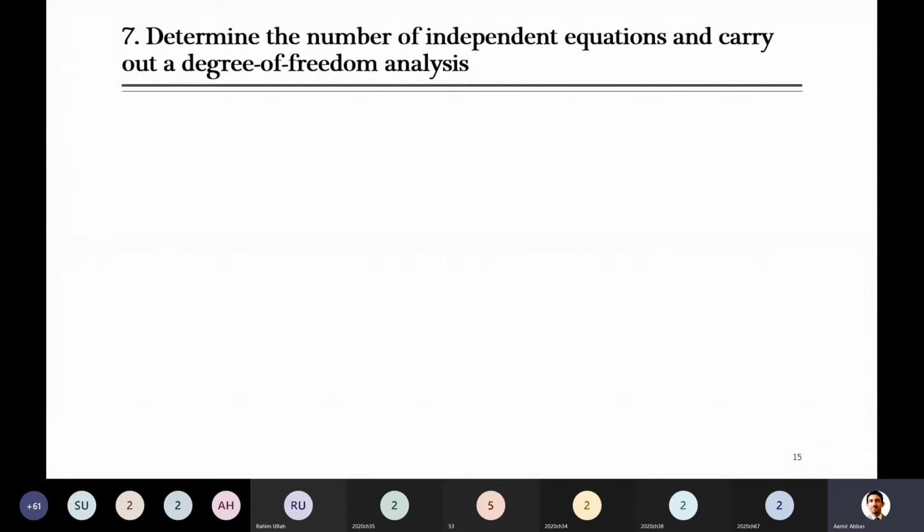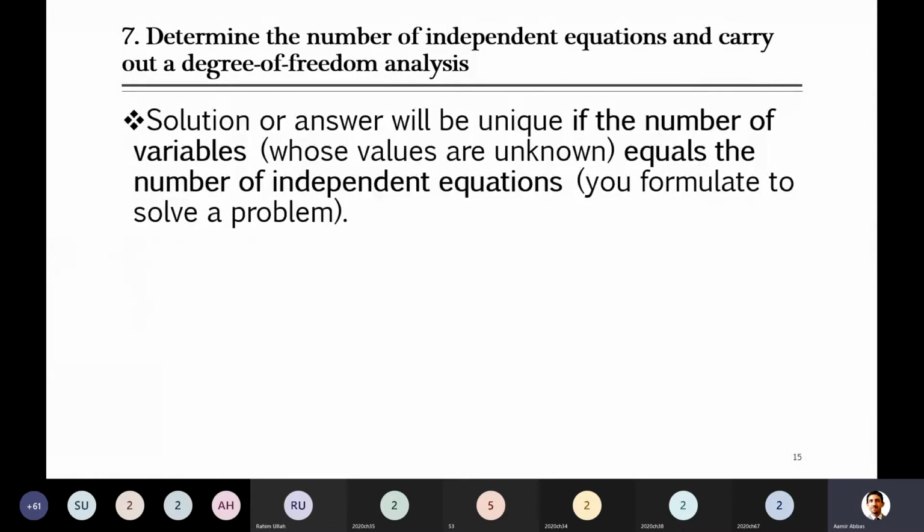Actually, in the seventh step you have to determine the number of equations, and in the eighth step you are asked to write the equations. So maybe you can consider them as one common step. Due to this reason, at the start I told you that sometimes you can consolidate the steps. You can make two or three steps, take them as one, or combine them. So here you have to determine the number of independent equations. How will you determine the number of independent equations, and what are independent equations?